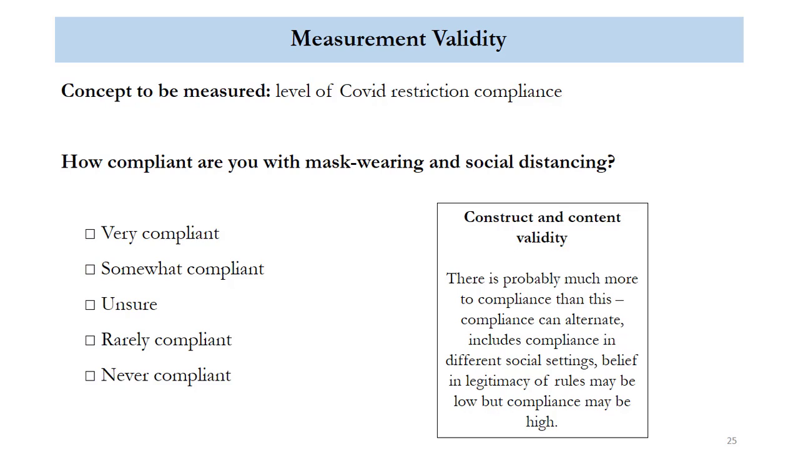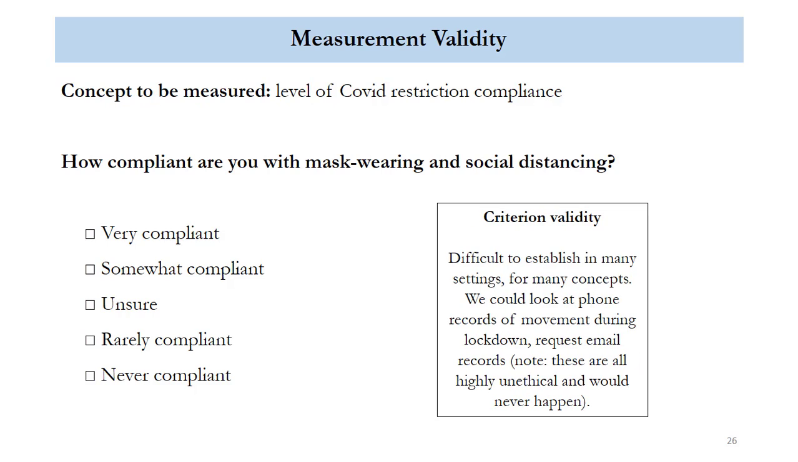So in terms of construct and content validity, we think about the construct of compliance, the concept of compliance. The indicators that we're using here, these response options, this question, it's probably not fully construct or content valid. Criterion validity then would be difficult to establish with a concept like this.